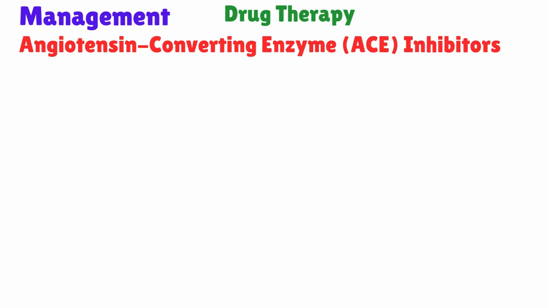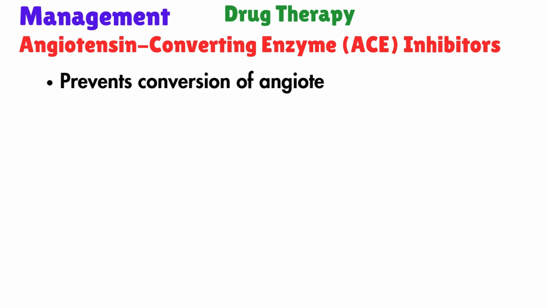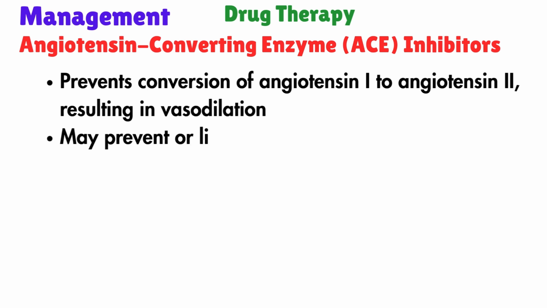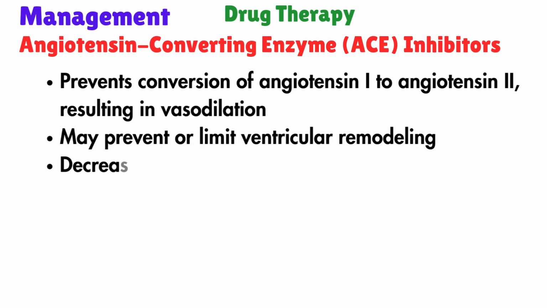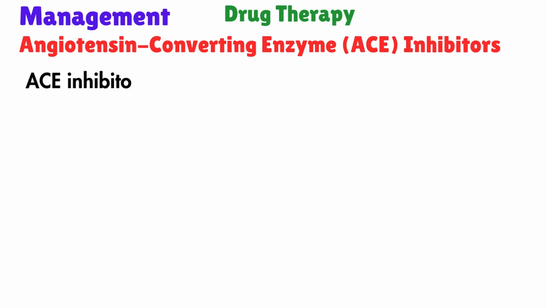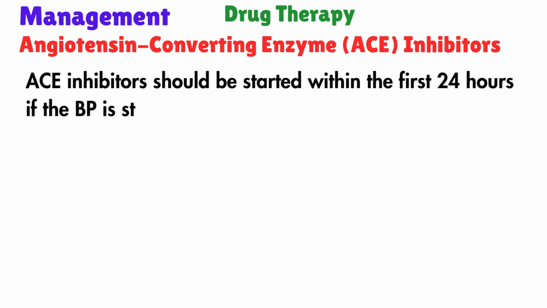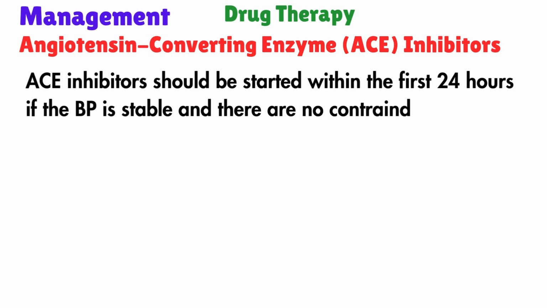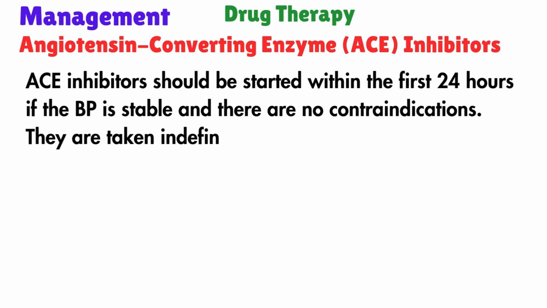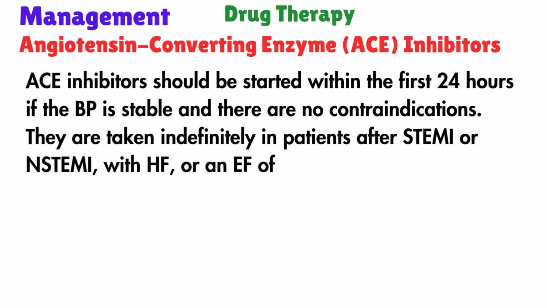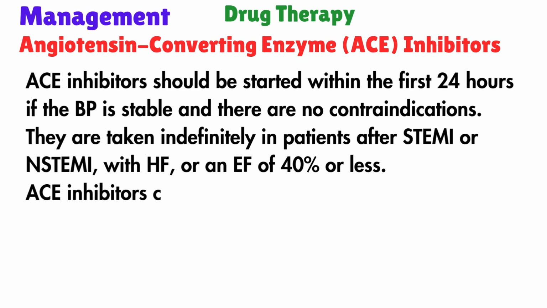Next drug of choice is angiotensin converting enzyme inhibitors. It prevents conversion of angiotensin 1 to angiotensin 2, resulting in vasodilation. It may prevent or limit ventricular remodeling. It decreases endothelial dysfunction. ACE inhibitors should be started within the first 24 hours if the BP is stable and there are no contraindications. They are taken indefinitely in patients after STEMI or non-STEMI with heart failure or an ejection fraction of 40% or less.